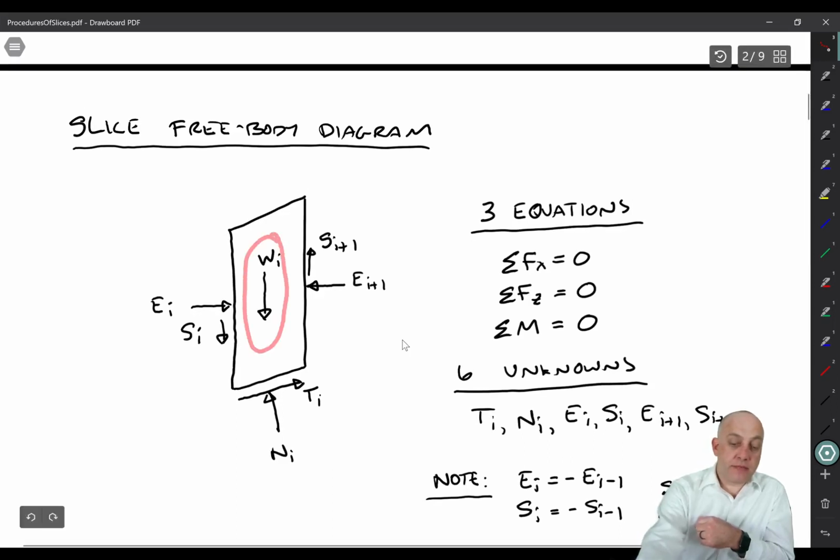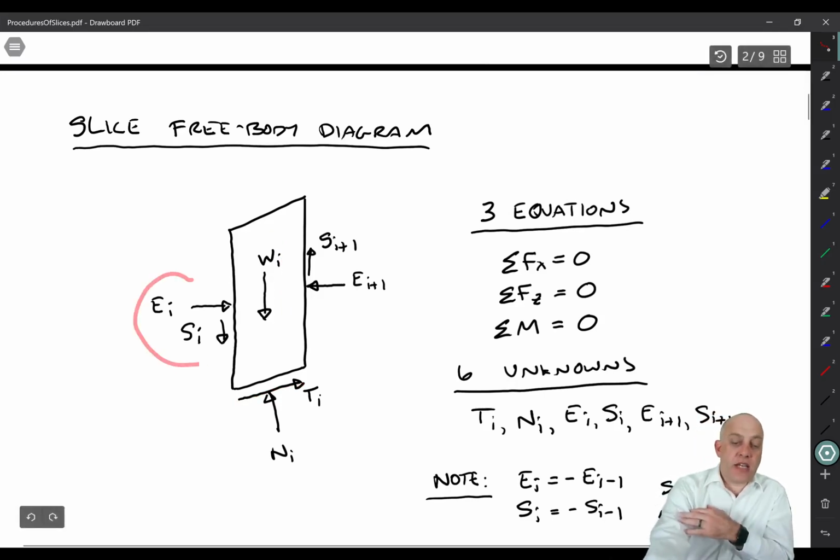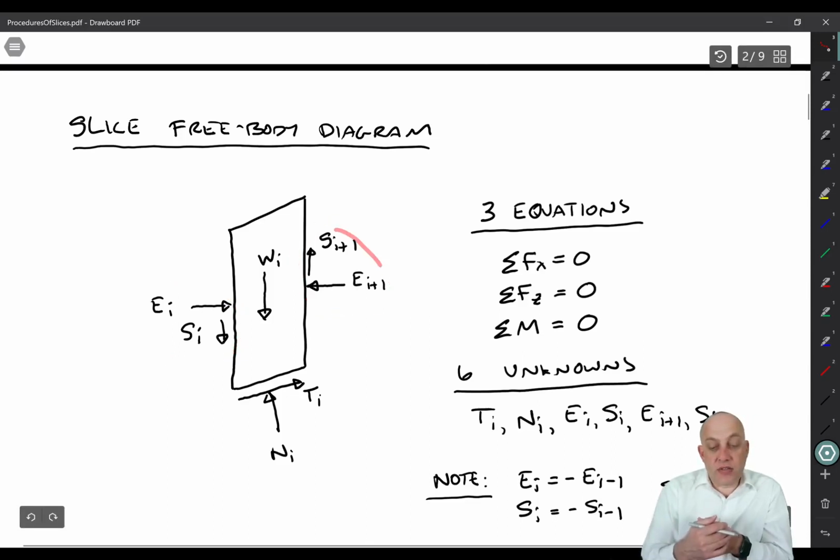We have the weight, we have the normal force and shear force, which are things that we've already seen previously. And then there are forces acting on the sides here too. There's going to be a horizontal force or normal force on the sides and a shear force on the sides. So we have E and S, and then there's E plus 1 and S plus 1.